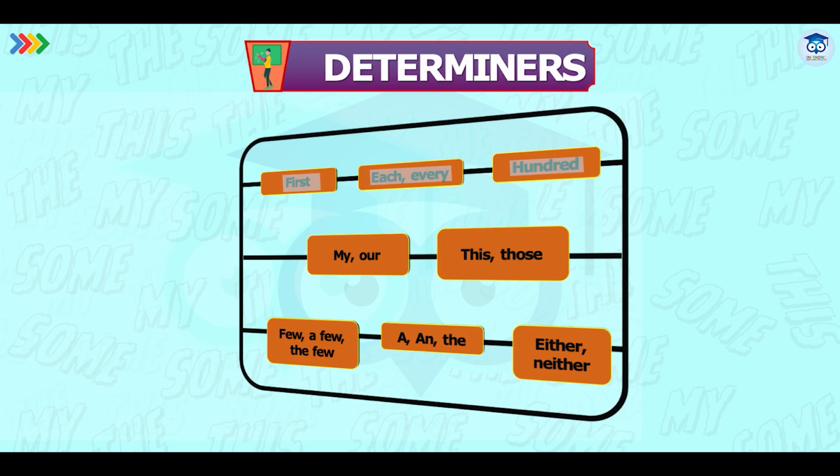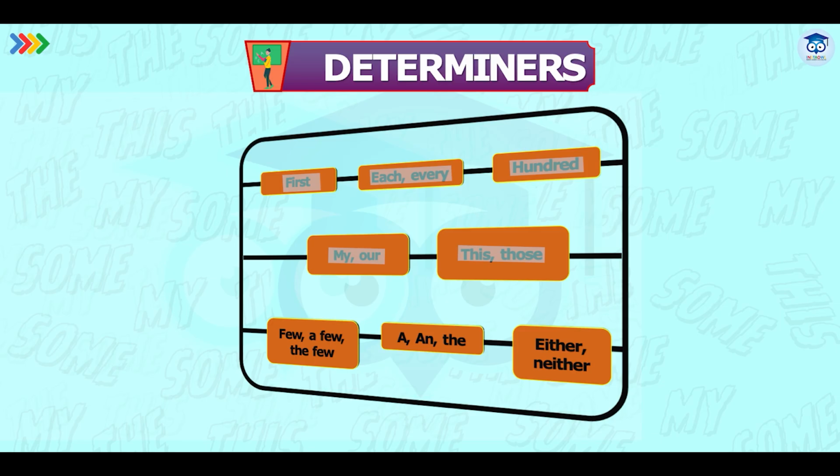Next, look at the possessive and demonstrative determiners in the middle row: my, our, and this, those. These help us show ownership or point something out. For instance, my pencil, our school, this idea, or those apples. This and those act as demonstratives and my and our act as possessives.